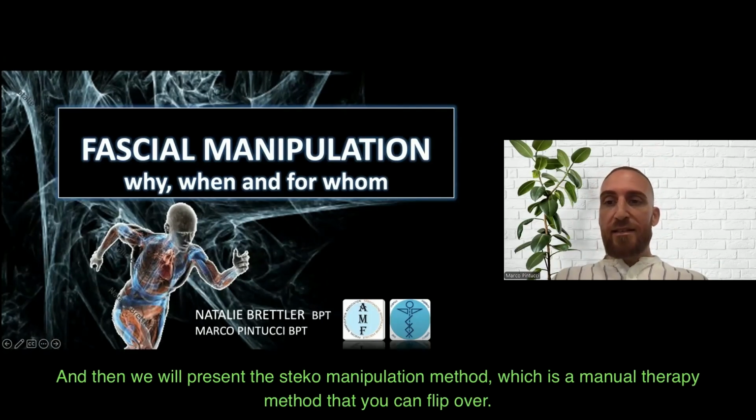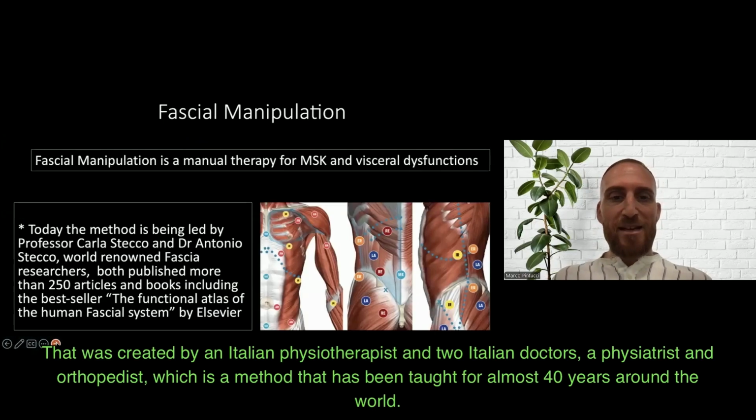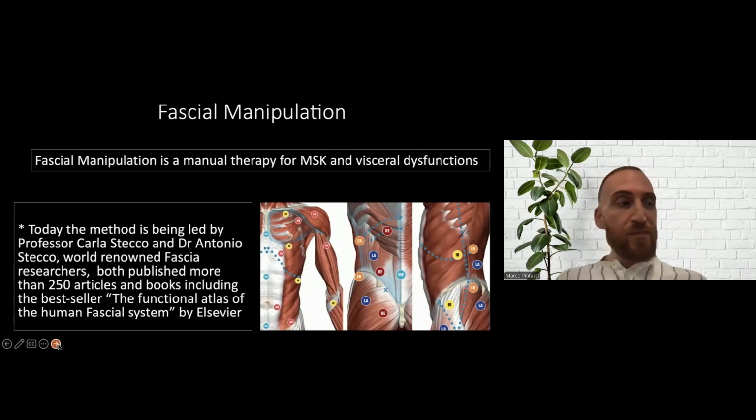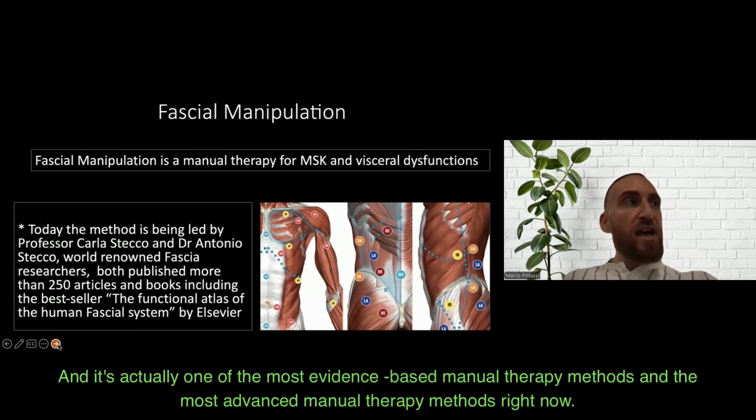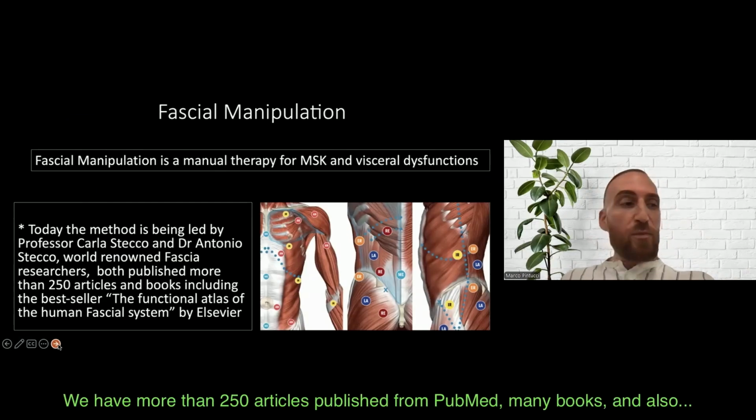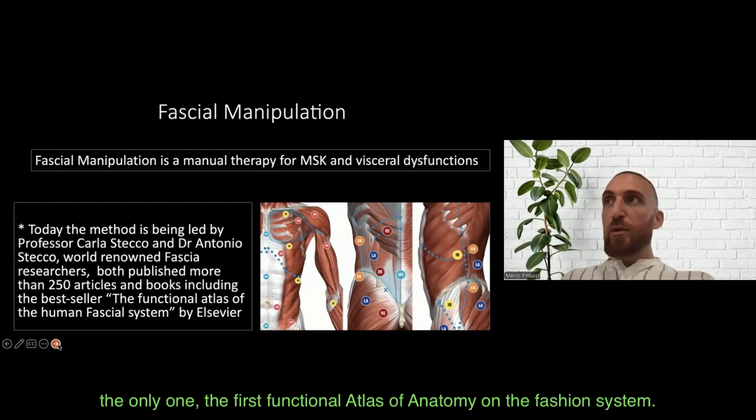And then we will present the Stecco manipulation method, which is a manual therapy method that was created by an Italian physiotherapist and two Italian doctors, a physiatrist and an orthopedist. It has been taught for almost 40 years around the world, and is actually one of the most evidence-based and most advanced manual therapy methods. Right now, we have more than 250 articles published on PubMed, many books, and also the first functional atlas of anatomy of the fascial system.